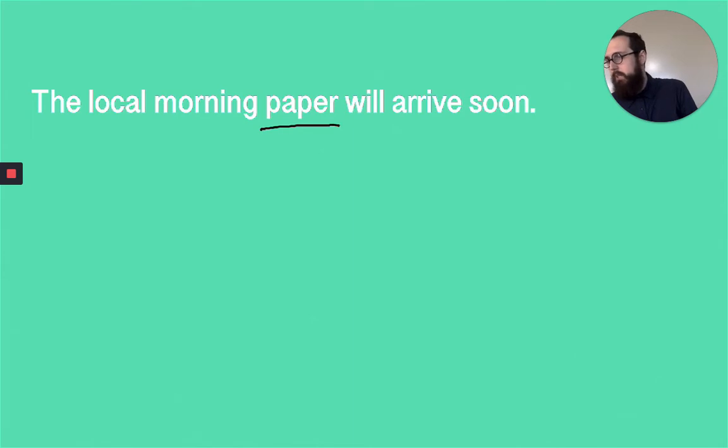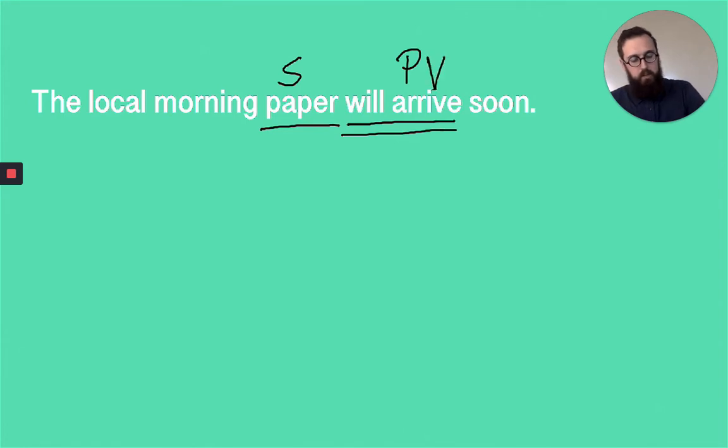So that is my subject. It's what my sentence is about. And then this sentence tells us that paper will arrive. So I'm going to double underline my predicate. It will arrive. I'm going to put a capital P above it. And then it shows action, so it is a verb. And then will is one of my helping verbs.